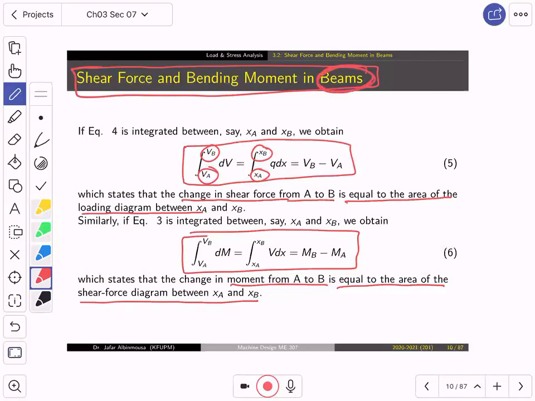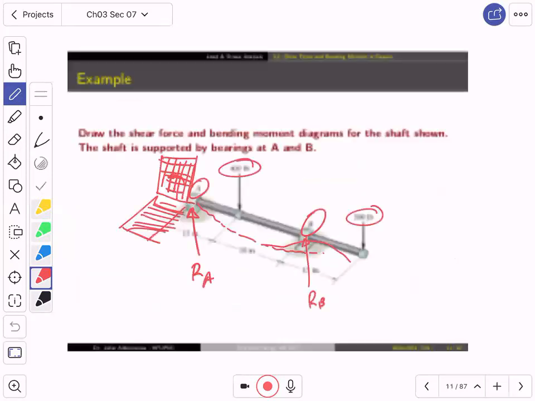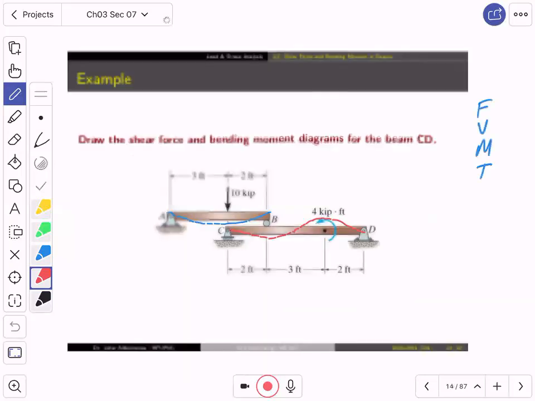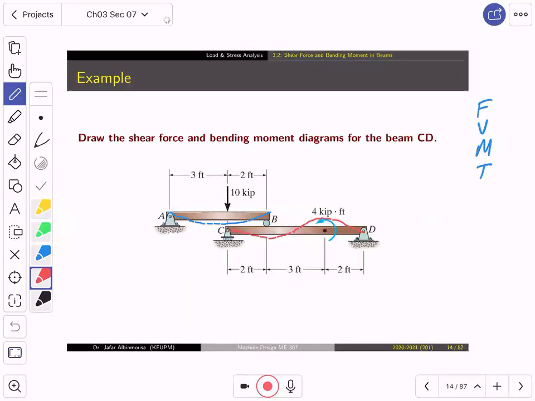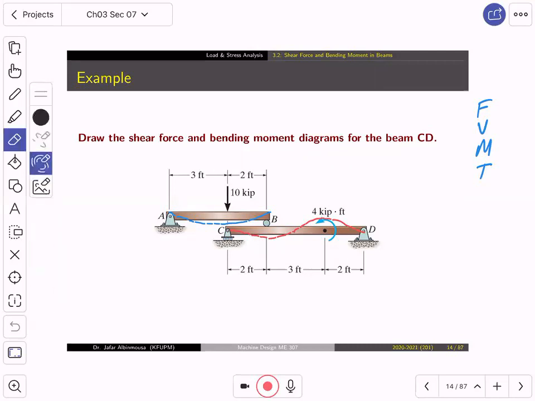Now, why beams? Why not talk about a column in compression? We will talk about them. Why not talk about a rod? We will talk about them. But beams are very important because they are subjected to bending, and bending is very dangerous. You will see later.